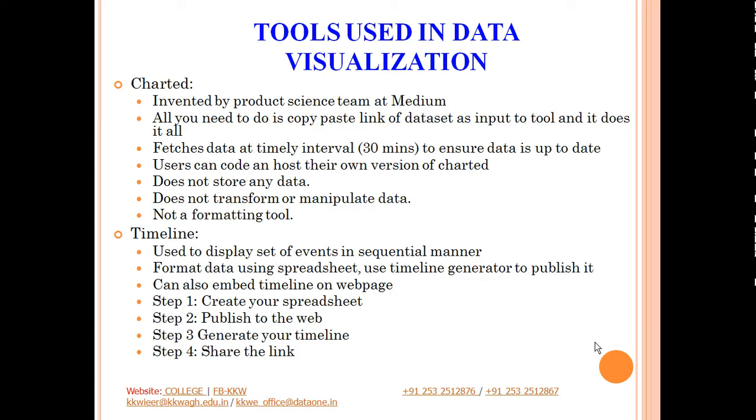So you can format your data using a spreadsheet, and then you can use this timeline generator to publish it. It is again a 4-step process if you want to make use of this tool. Step 1 is you have to create your own data, that is a spreadsheet in your .xls format. Then step 2 is publish it to the web. Step 3 is generate your timeline, and then step 4 is share the link. If you simply follow these 4 steps, you will be able to see the visualization, and you can share the link of your visualization with everybody. So that is how we can make use of the tool Timeline.